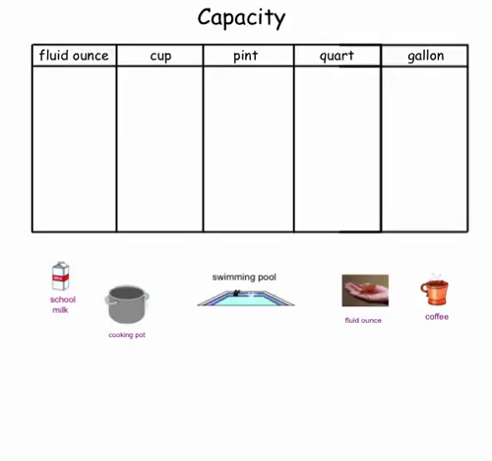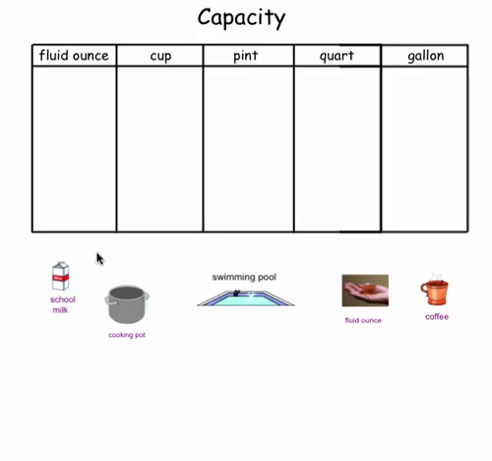Well, what we have now is a chart for sorting. We have fluid ounce at the top. That's our smallest unit of measurement for capacity. Then we have cup, pint, quart, and gallon. So as we move to the right, the units of measurement get larger.